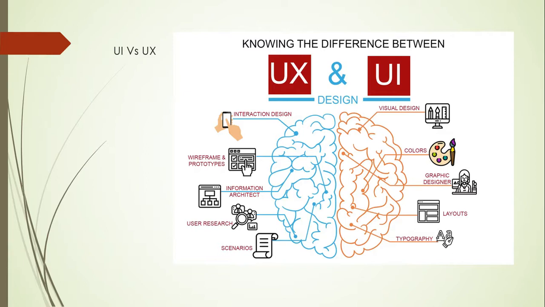In UI we can see the colors, whereas in UX we do wireframes and prototypes. In UX there is an information architect to gather the ideas and design those things, whereas in UI there is a graphic designer to design the UI. In UX there is user research, and in UI there are layouts. There are scenarios in terms of UX, whereas in UI they call it typography.